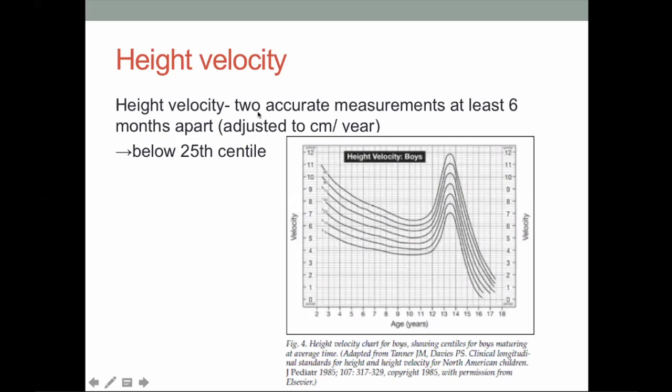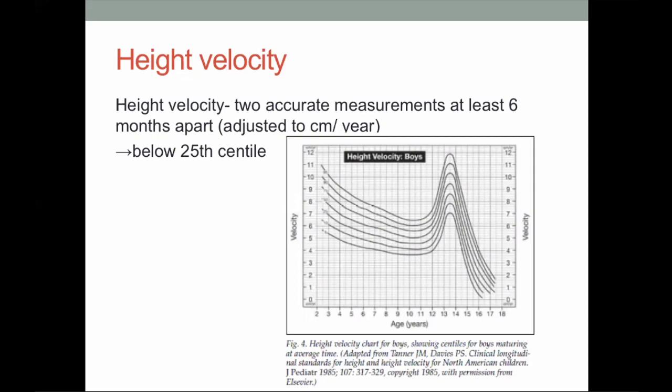So you take two measurements at least 6 months apart. If you take them very frequently, then you can make errors. So the recommendation is they have to be at least 6 months apart. Say you have a measurement taken 8 months ago, right? So 8 months ago, he was 100 centimeters, and today he is 105 centimeters. So he has grown 5 centimeters over 8 months. So what you do is, you take that difference, which is 5 centimeters, and you divide by 8, the months between these two measurements, and you multiply by 12 because there are 12 months in a year. So by that you can get the height velocity in centimeters per year.